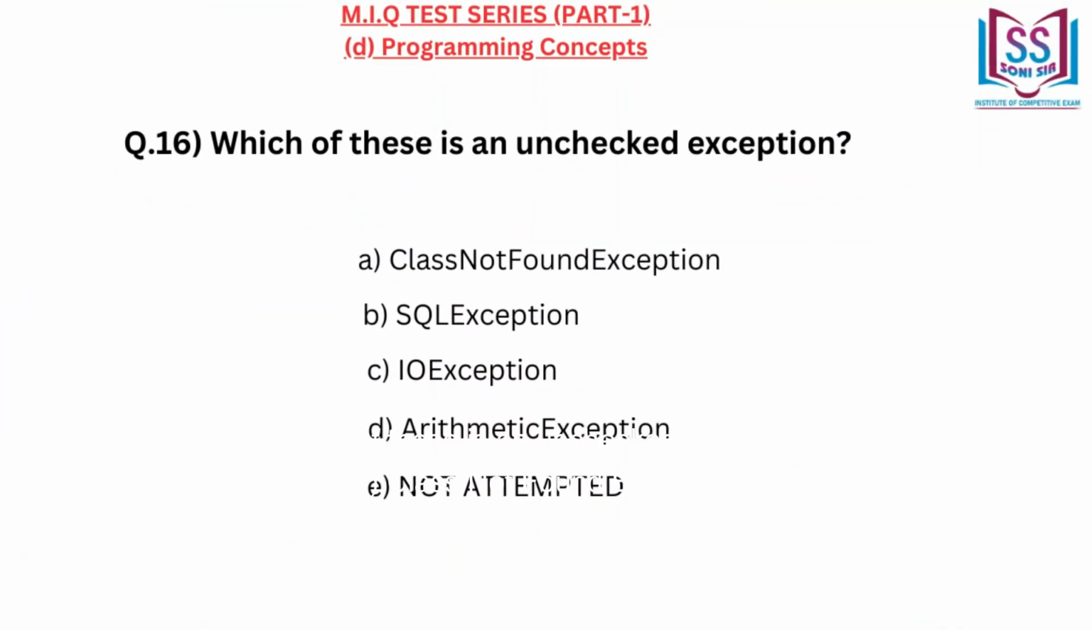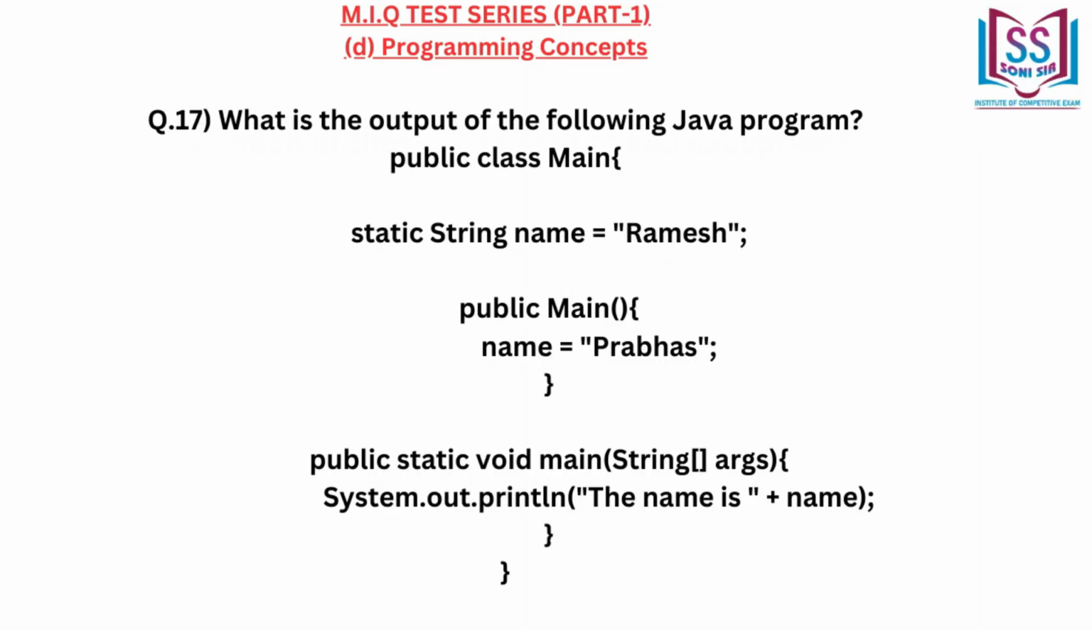Which of these is an unchecked exception? A. Class not found exception. B. SQL exception. C. IO exception. D. Arithmetic exception.